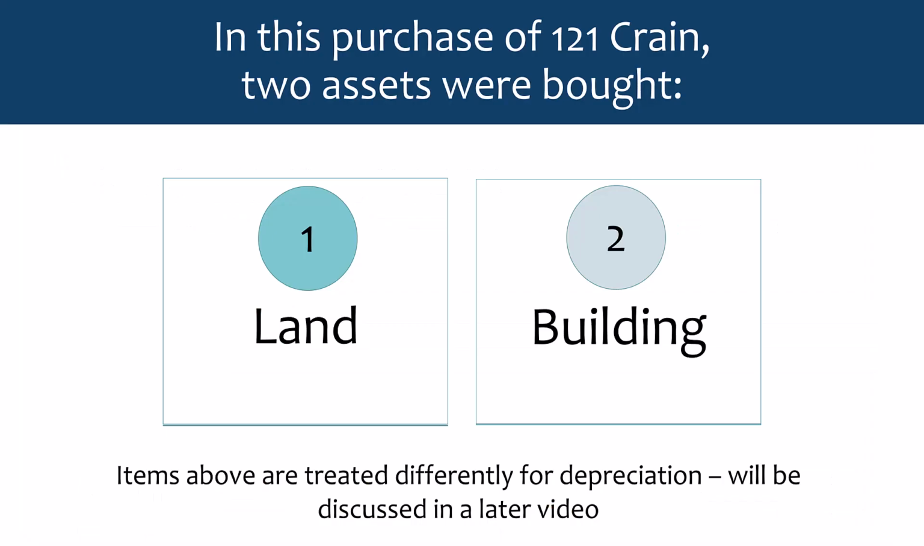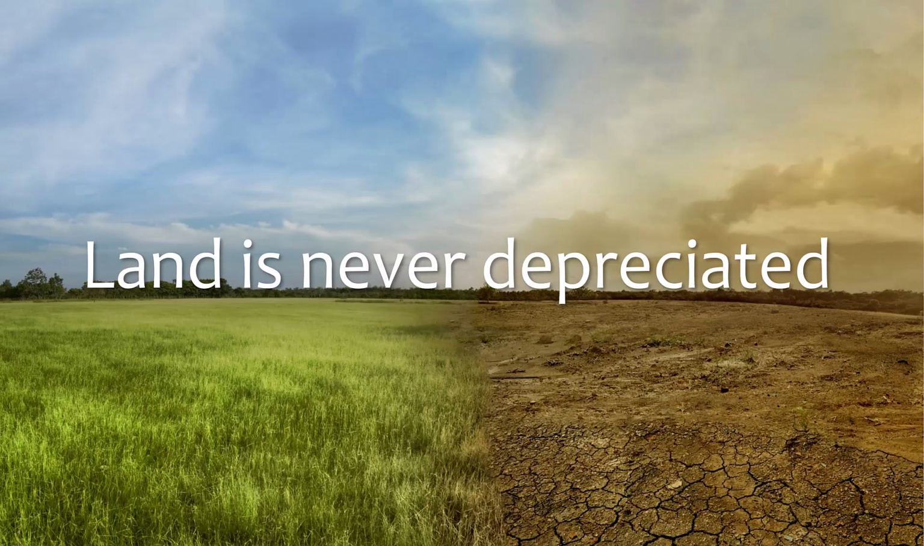So in this purchase of 121 Crane Avenue, two assets were bought, the land and the building. These items are treated differently for depreciation. Land is never depreciated, so we need to keep that in mind. That's why we need to allocate the purchase price between land and the building.